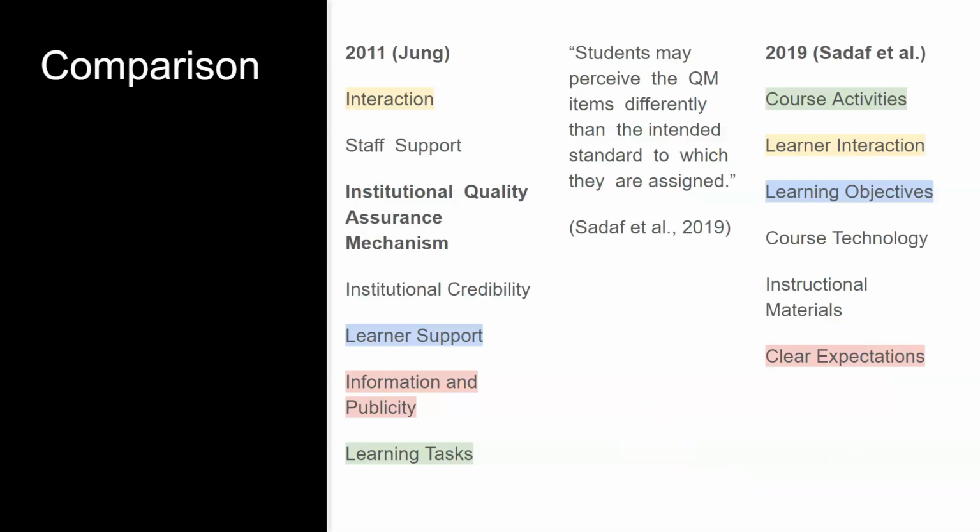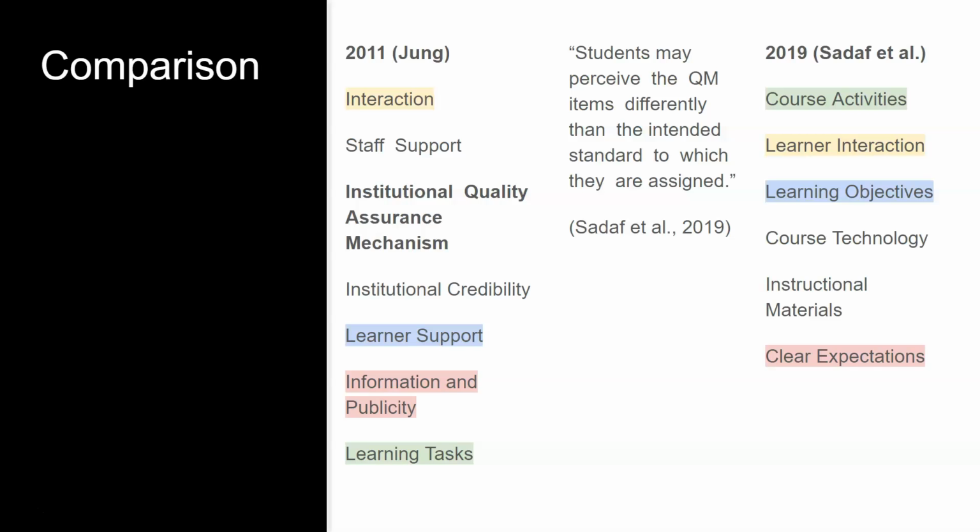I've highlighted the terms that seem to match between the two studies, and as you can see, a lot of them are similar. I also bolded the institutional quality assurance mechanism because this study from 2019 used the Quality Matters framework to do their research. So use of Quality Matters is an institutional quality assurance mechanism in itself. So I think that's important to note as well.